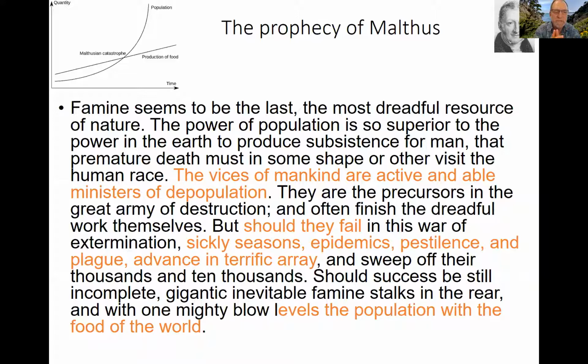Okay, so what stops this happening? What are the limiting factors that affect human beings? And the vices of man are active and able ministers of depopulation. Well, here by the vices of mankind, I think he's referring to armed conflict and war, and they are precursors in the great army of destruction. So he's invoking here a world in which population outstrips itself, and poverty, epidemics, pestilence, and plague, he's lumping them all together, advance in terrific array and sweep off their thousands and tens of thousands. So if the population grows too large, then it becomes susceptible to pestilence, to plague, and sickness.